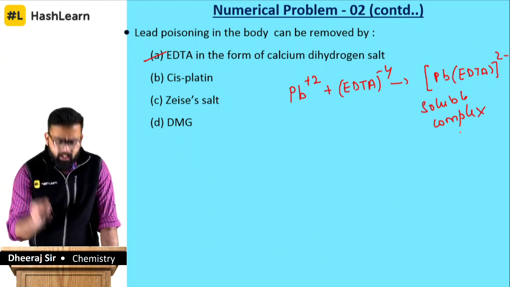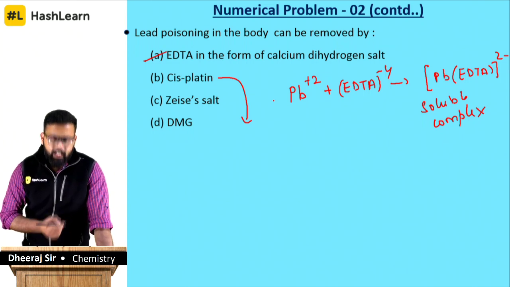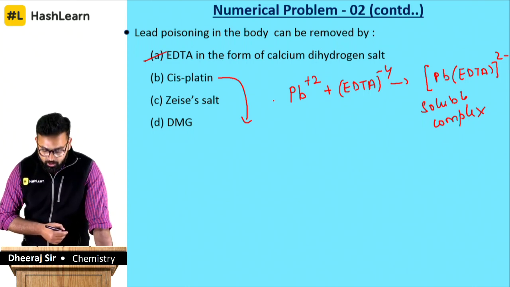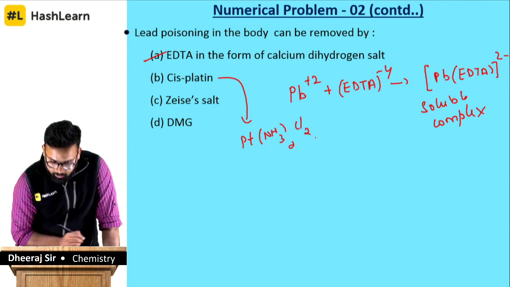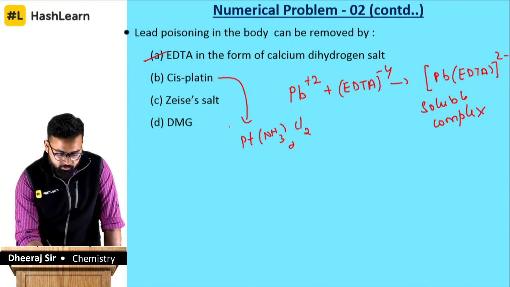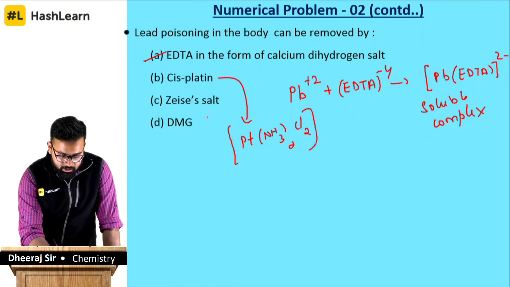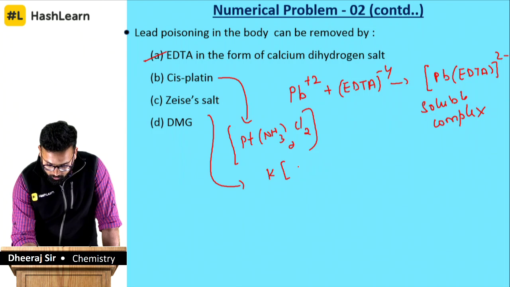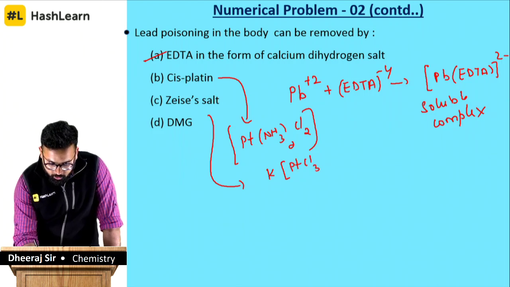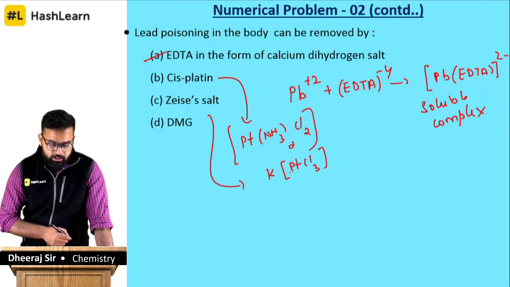So cis-platin, I'll add a little information to all of these. What is cis-platin? Cis-platin is a compound used to treat cancer. It is a compound of platinum, ammine, and chlorine. So it's diammine dichlorido platinum. And what is Zeise salt? Zeise salt is a salt of potassium, platinum, and chlorine. So it's potassium trichlorido platinate. So that is Zeise salt.